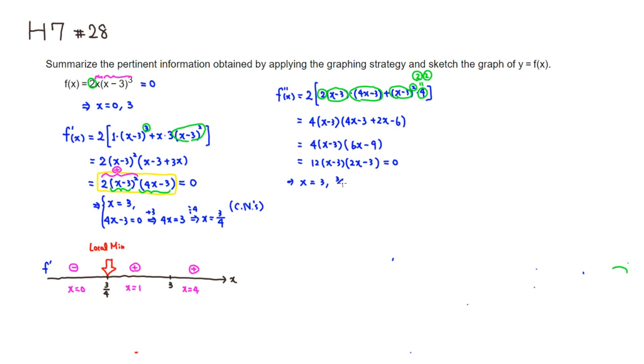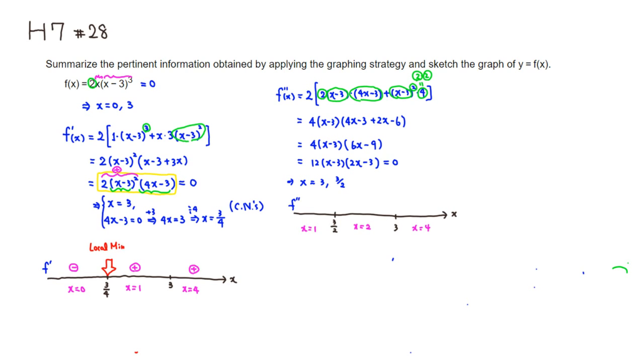Alright, 3 halves. Then we have to make sure that there's actually an inflection point there. So I'm going to just do the number line here. X, so you have 3 halves, and then you have 3 there. Then we're going to look at the sign of f double prime. We can try something less than 3 halves, so we can try 1. Something between those two, we can try 2, and bigger than 3, we can try 4.